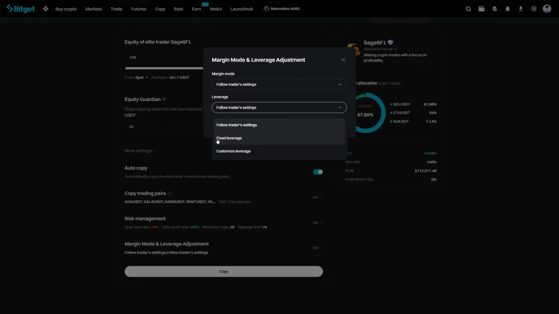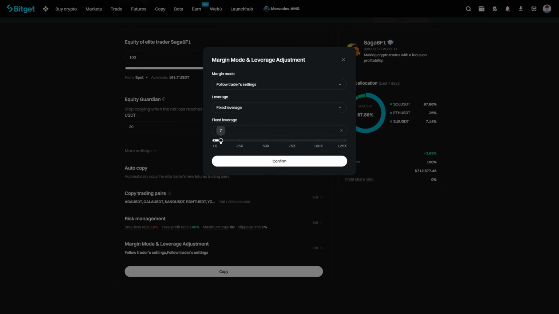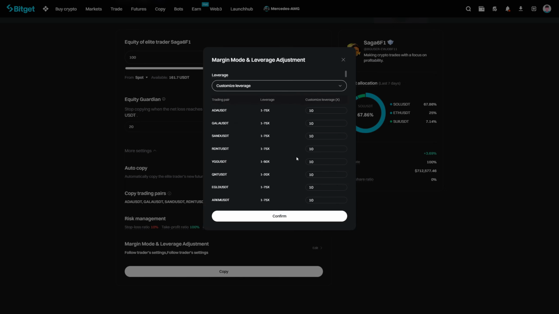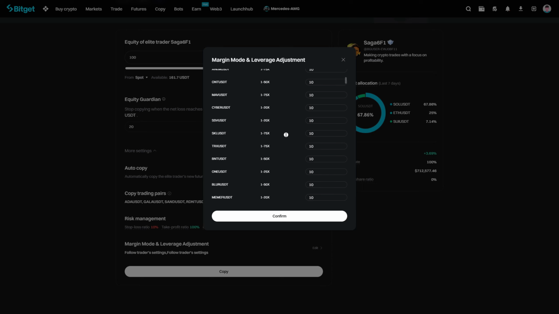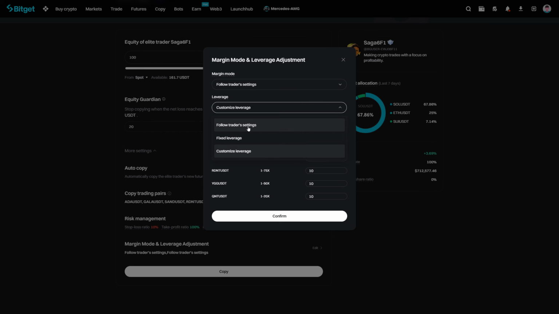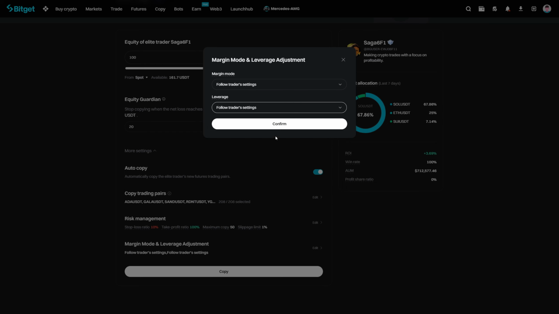For the leverage, you can use a fixed leverage. So every trade, for example, will be opened with 3x leverage. This can reduce risks, but it also will reduce the profit. Alternatively, you can use customized leverage for each trading pair, which is a lot of work to set up. But if you want to use different leverage on different trading pairs, you can customize this as well. I will here go with follow trader settings and confirm.